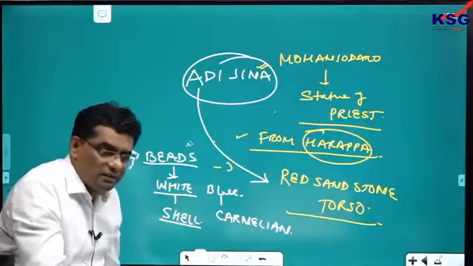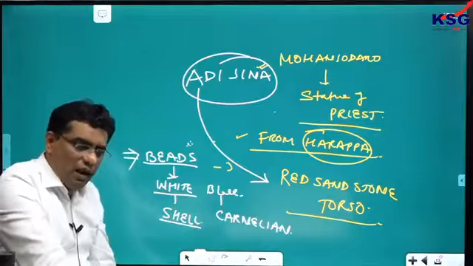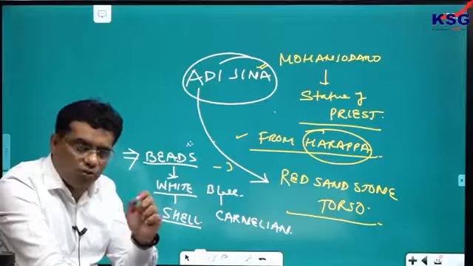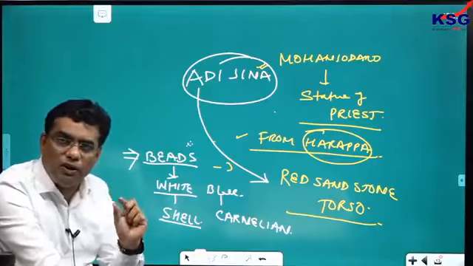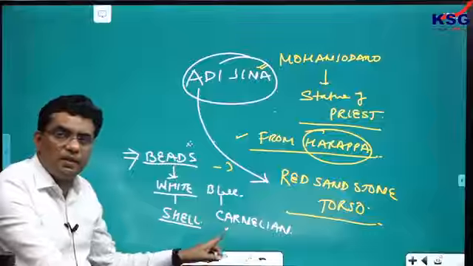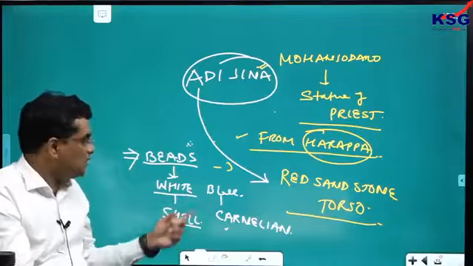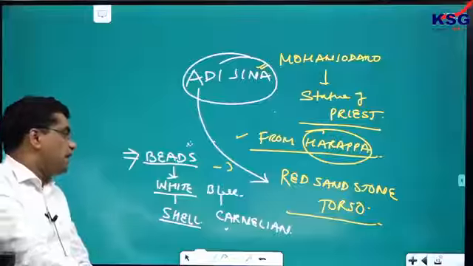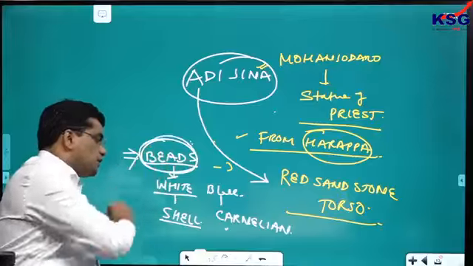Sill and carnelian. Sill is that white sea sill, and carnelian is that black gomed. Have you heard of the gomed stone? That is an astrological stone. This is called carnelian. And then white and black mixtures create the beads. So beads are back in fashion, not these days, but it is basically found in the Harappan civilization.